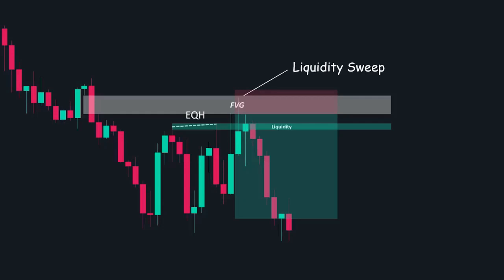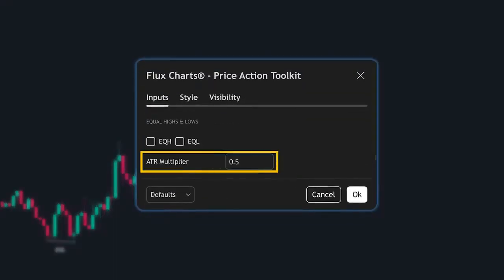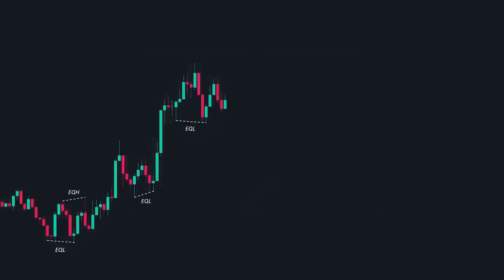To apply this setup on the chart, we start by enabling the equal highs and lows option in the Settings tab. The Price Action Toolkit does a great job of automatically identifying and marking these levels on the chart. By increasing the ATR multiplier in the settings, the indicator will detect and highlight more equal highs and lows by accounting for wider variations in price swings. We also activate the fair value gaps and wait for all the conditions of our trading strategy to be met.